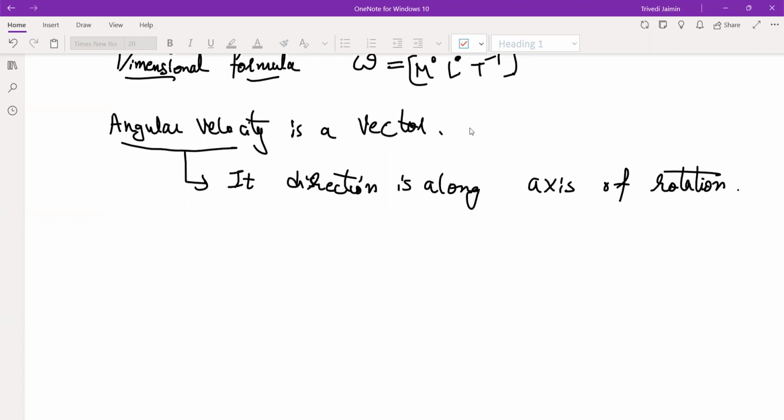Are you able to understand, or shall I write the points? Yes? Are you able to understand what I'm saying? Yes, sir. Okay. If not, then I'll write a point so that you can remember. Okay. Then.